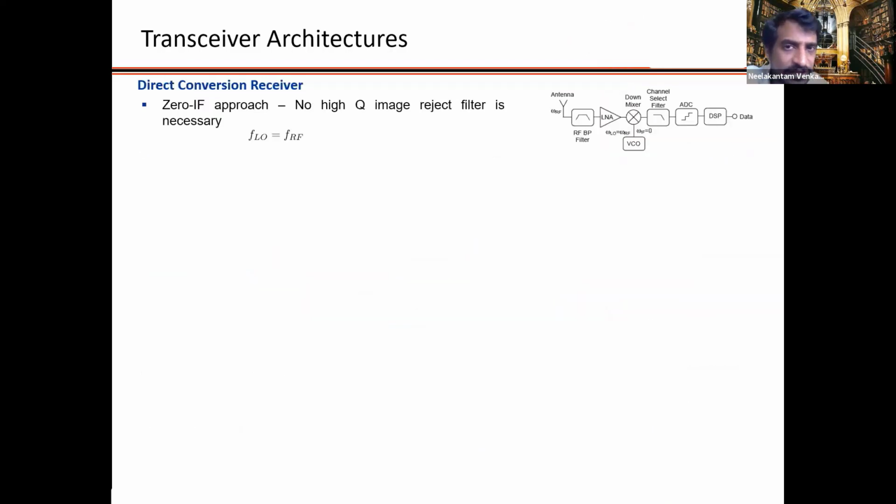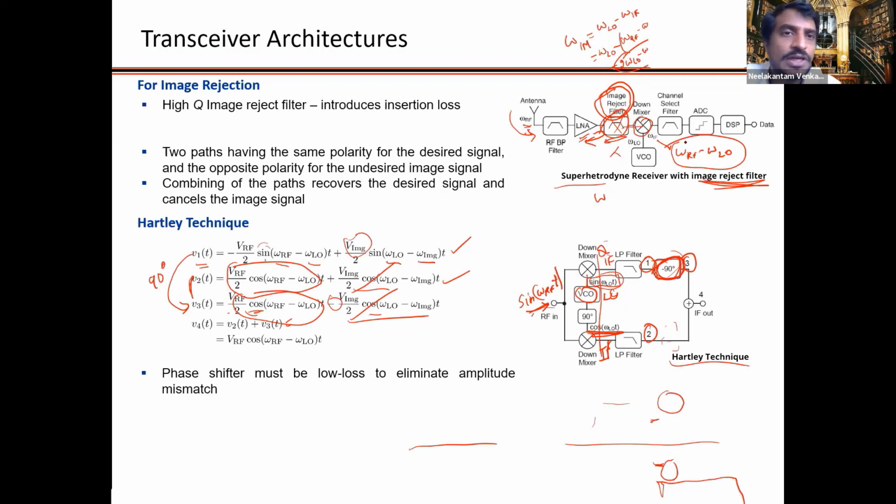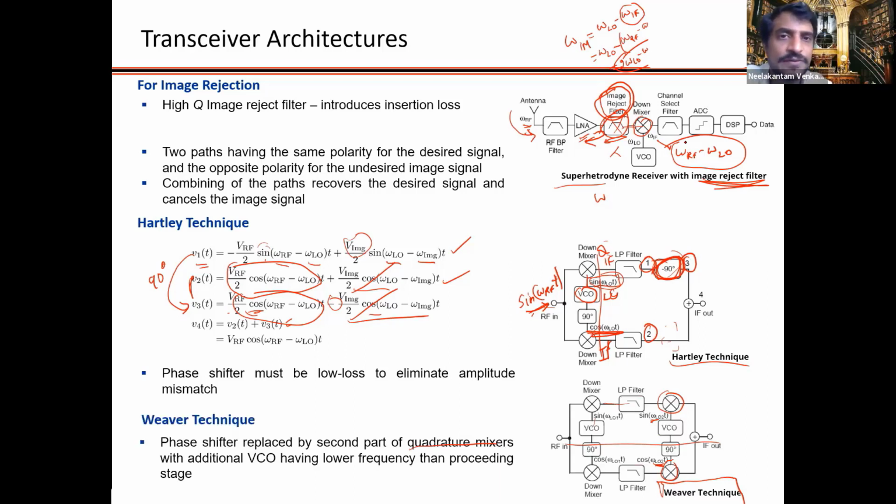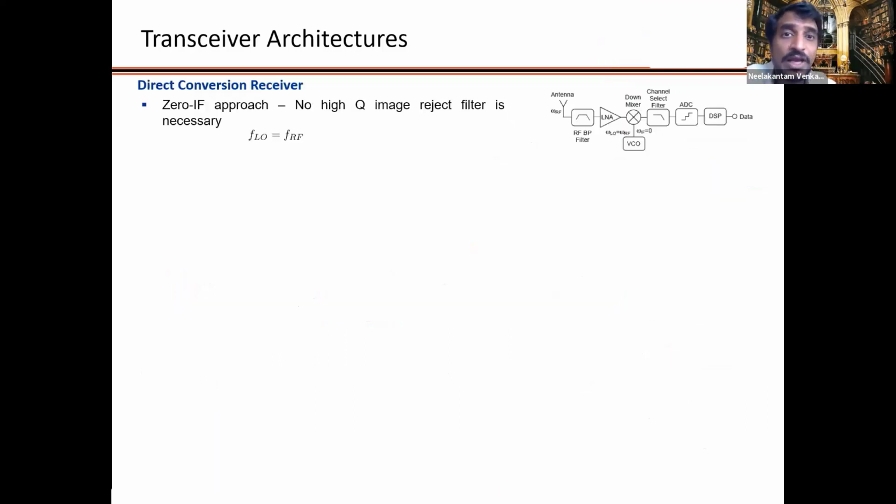The newer trend that you see in RF is to go for zero IF altogether. That means previously we saw here that once I have an omega IF, you see that image is going to be 2 omega LO minus omega RF.